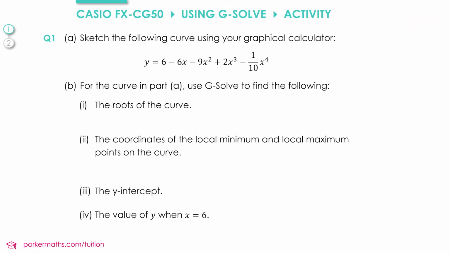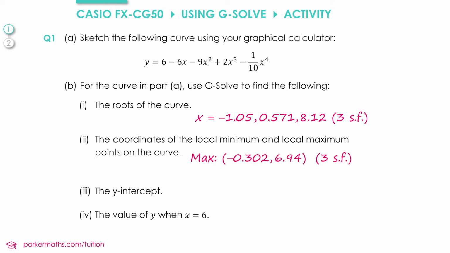Okay, welcome back. Here are my answers for part B. For the roots of the curve, I got x equals negative 1.05, 0.571 and 8.12, all rounded to 3 sig fig. For the coordinates of the minimum and maximum points, I got a maximum at (-0.302, 6.94) and a minimum at (4.67, -62.2). I got the y-intercept as 6 and the value of y when x equals 6 I got as negative 51.6.